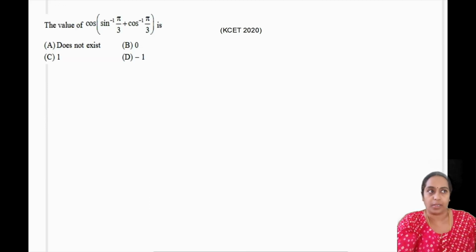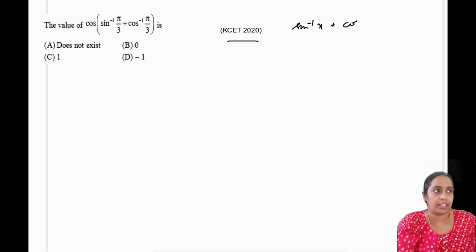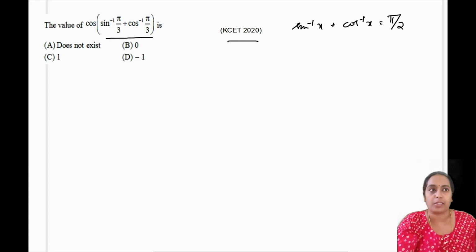So the last question here, it is from KCET 2020. It's a very interesting question where children felt they did it right and most of them got it wrong. Why? So we have the property sine inverse x plus cos inverse x is equal to pi by 2. So just looking at this question, sine inverse pi by 3 plus cos inverse pi by 3 is pi by 2. So cos pi by 2 is cos 90 is 0. So answer is B, but answer is not B.